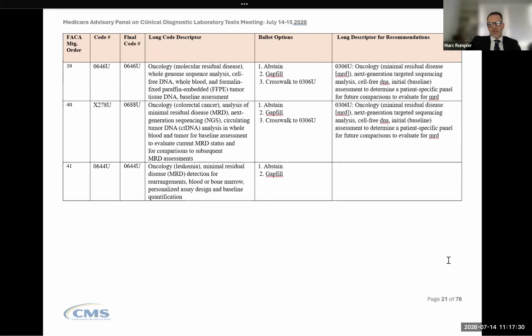And once again, presenting on behalf of myself and co-reviewer Dr. Jiang, X278U is also a baseline test for colorectal cancer MRD that uses NGS of circulating tumor DNA from whole blood and tumor tissue. And again, compare this against the subsequent MRD assessments. In this case, the panel recommendation is a crosswalk to CPT 0306U, which also describes a tumor-informed targeted NGS baseline MRD assessment, and that also uses paired blood and tumor specimens. Fantastic. Any questions from panel or CMS? All right, if not, everyone please vote.